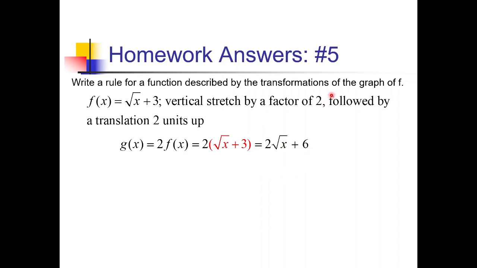Next up, to do a translation of 2 units up, I need to do plus 2 to the g function. So that's what my h function is going to look like, just the g function with a plus 2. So that's all of this stuff that was the g function, plus a little 2 outside. That just changes this to 2 radical x plus 8.